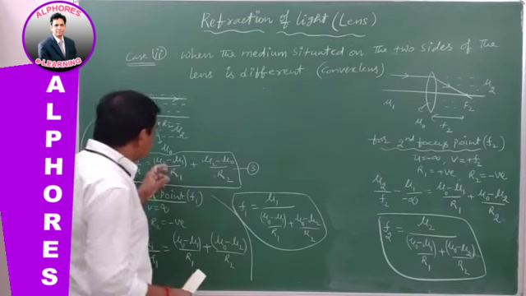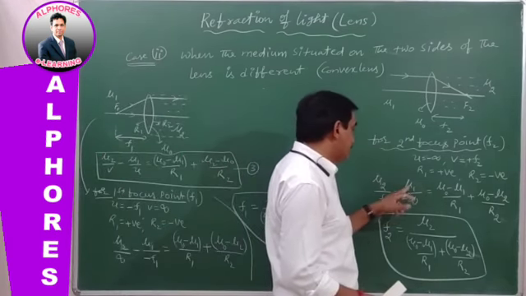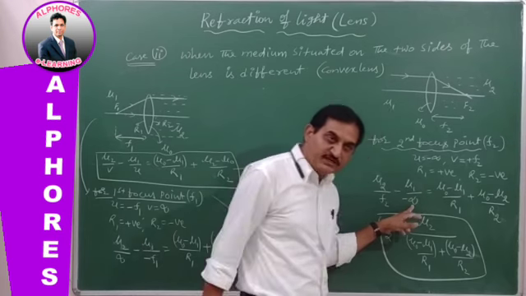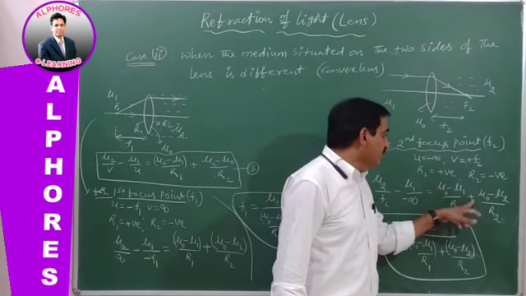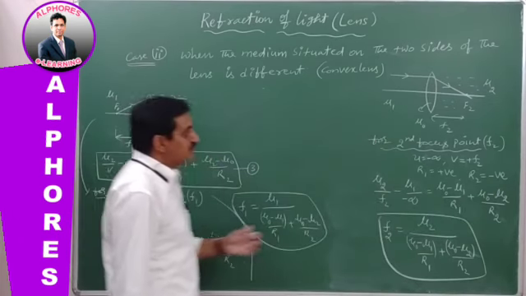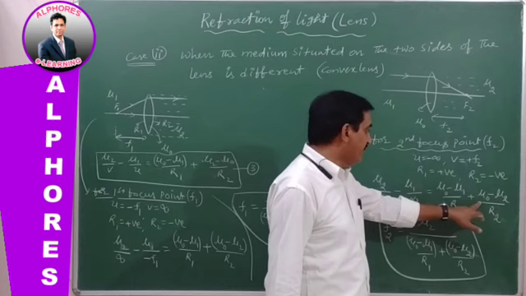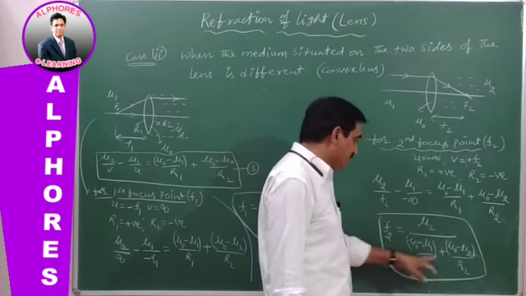And here again the sign convention is used. Mu2 by F2 minus, or minus plus of course, mu1 by infinity, this becomes 0. Then mu0 minus mu1 by R1 plus, because here R2 is negative. Then simplifying this, you will get F2 is equal to mu2 by the same thing.